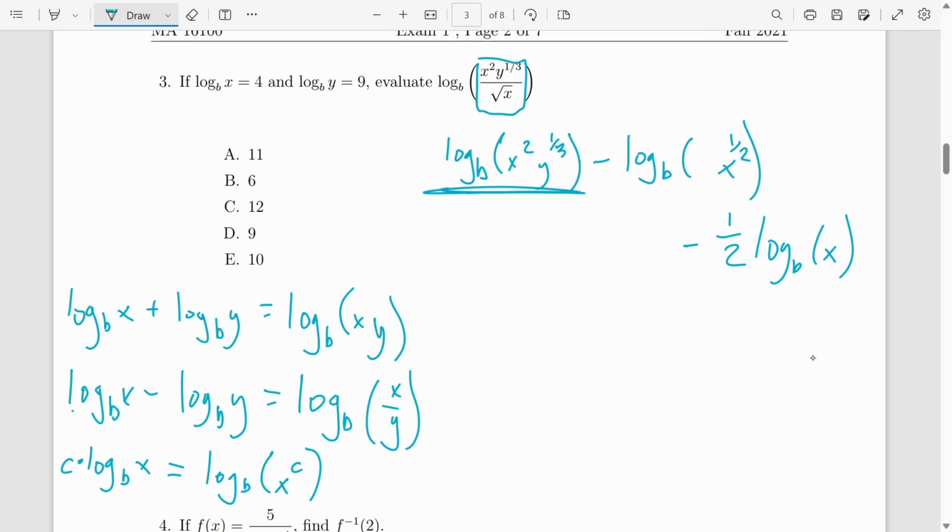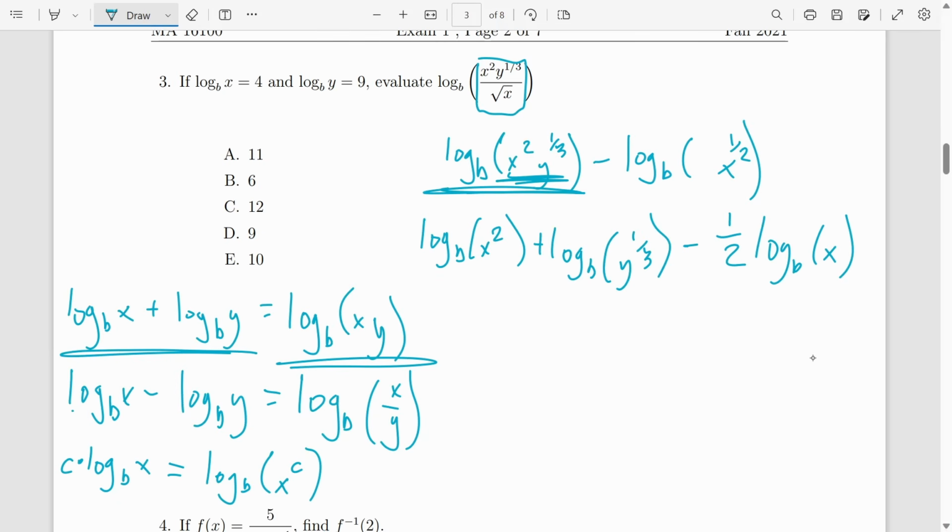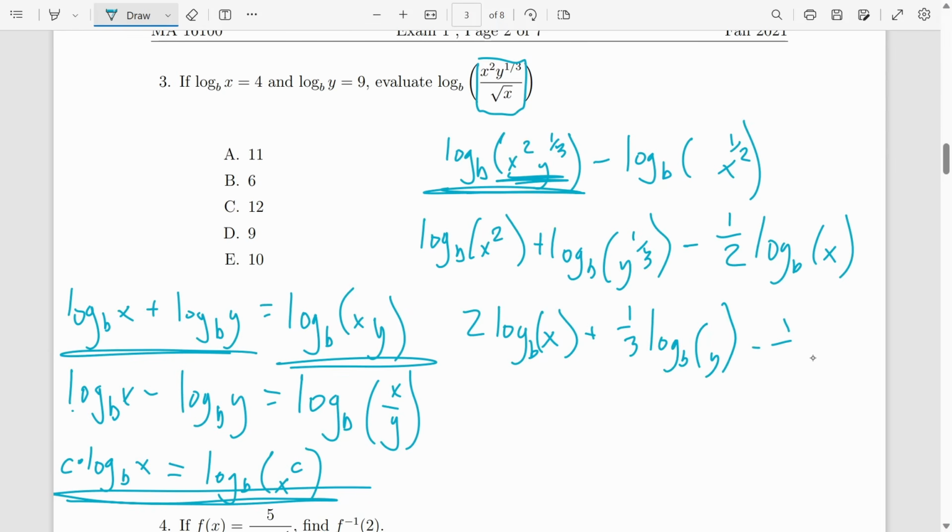But before we move on to what we do after that, we have to do this. We've got this logarithm now with two things on the inside being multiplied. And what we said earlier, if the inside has two things being multiplied, we can do two logs being added. So this is now log base b of x squared plus log base b of y to the 1/3. So now we have this. At this point, we can do the third property for these first two terms. We can bring all of their exponents out to the front, make them coefficients. So this becomes 2 log base b of x plus 1/3 log base b of y minus 1/2 log base b of x.